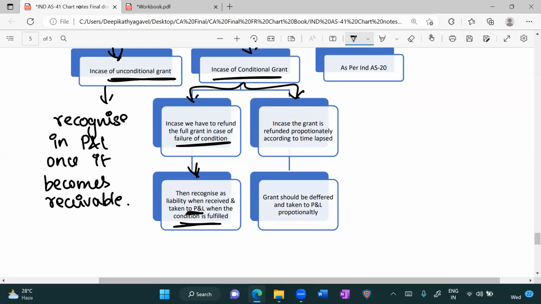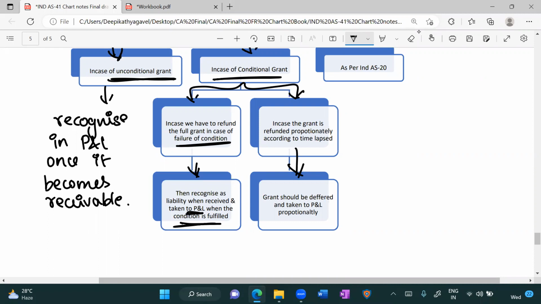But if it is a conditional grant and the refund in case of breach is only proportionate, it happens on a proportionate basis. Let's say the government grant is given for 5 years, and they say that within the 5 years, if at any point a breach is made, then for that period you will do the refund. In such a case, the standard says the government grant should be deferred and taken to P&L also proportionately.